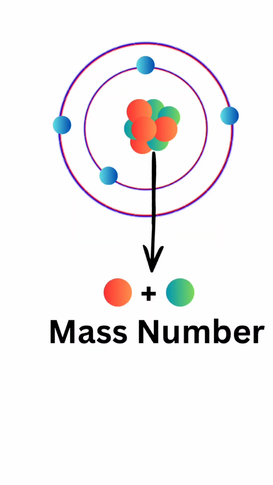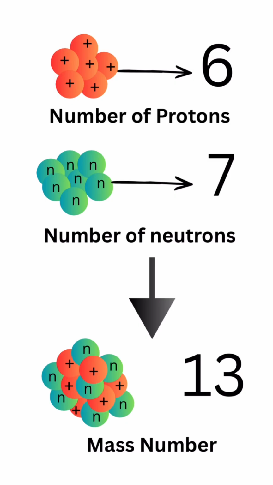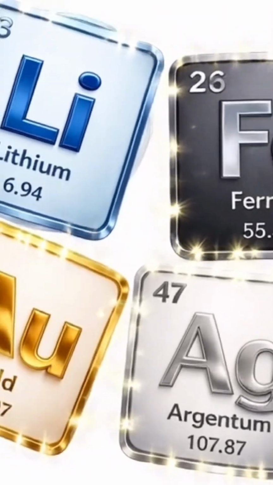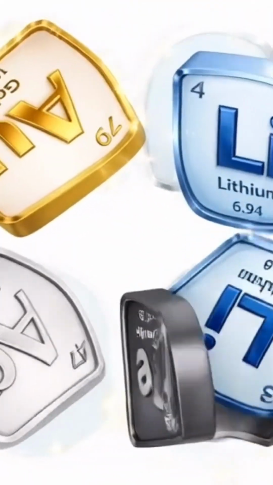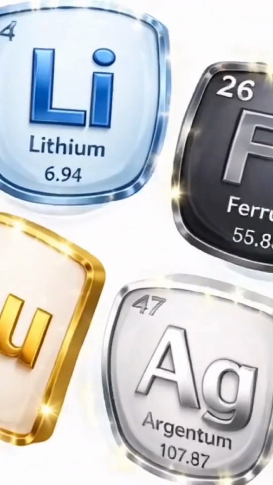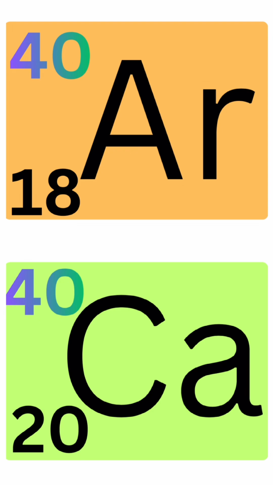Now let's look at mass numbers. The mass number is the total number of protons and neutrons in the nucleus of an atom. Atoms of different elements usually have different mass numbers, but sometimes they can be the same. For example, both argon and calcium can have atoms with a mass number of 40.